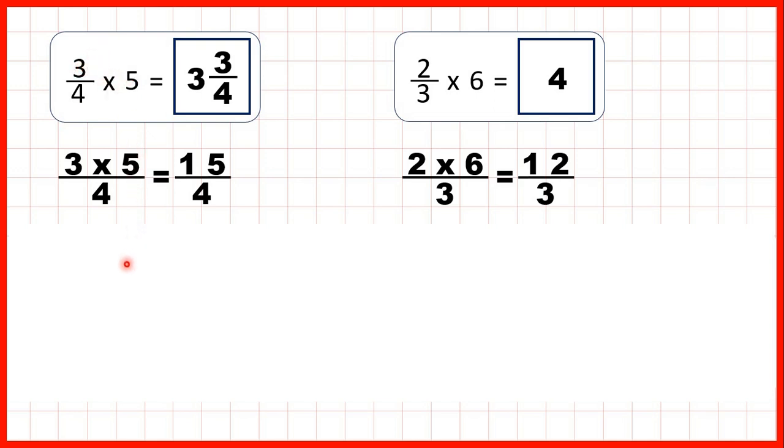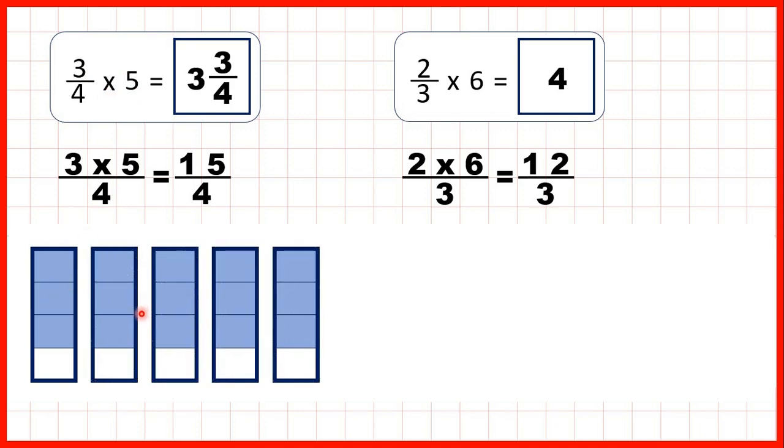But let's use fraction bars to show what we did. 3/4 we started with, and we were multiplying by 5, so we can show 3/4 5 times. If we do some regrouping here, we can see that we have 15/4, but we've got 3 whole bars shaded in and 3/4 of another one, so that's why our answer is 3 3/4.